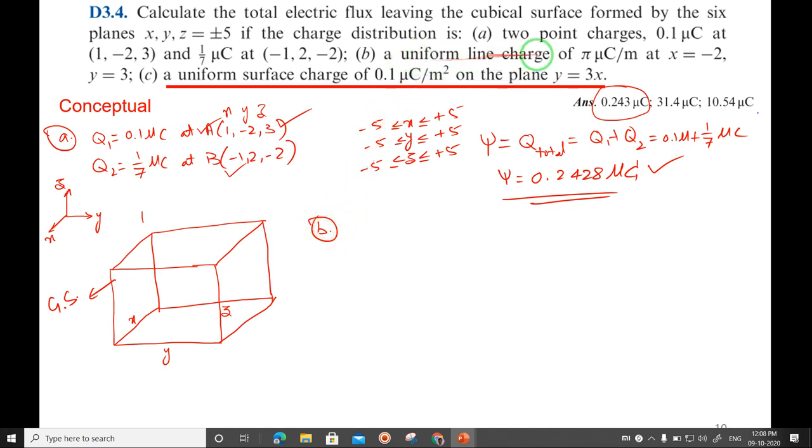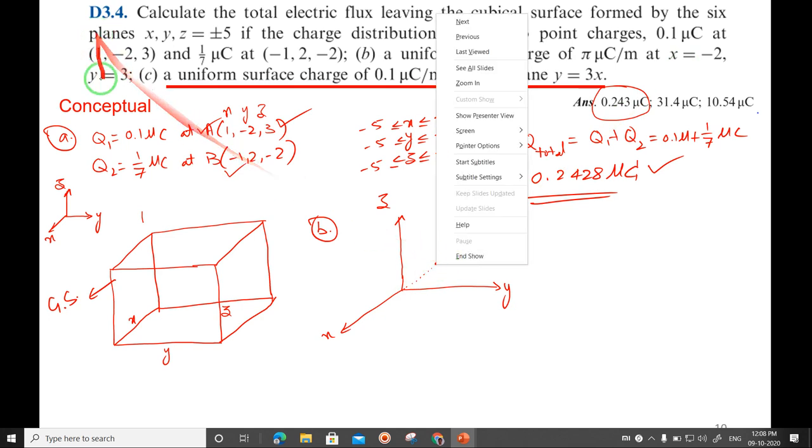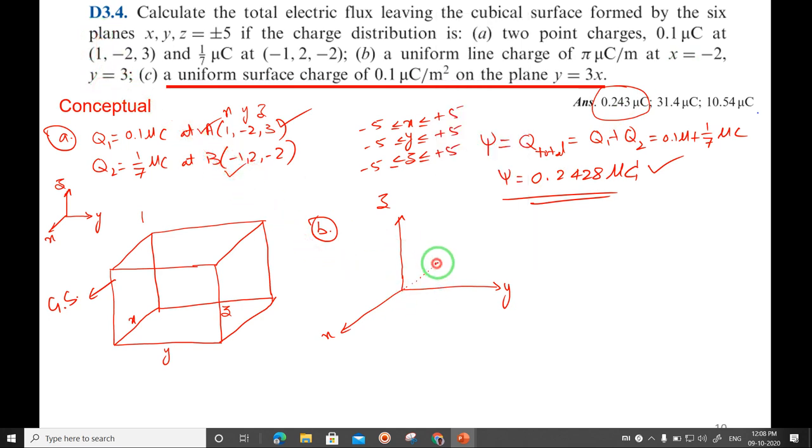A uniform line charge of pi microcoulomb per meter at x equal to -2 and y equal to 3. We will try to draw this uniform line charge and locate it. x is -2, which means somewhere it will come here. Then y is +3, which means we move in the forward direction by 3 units along the y direction.